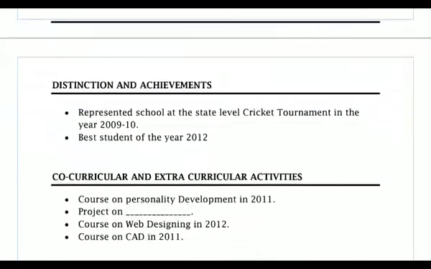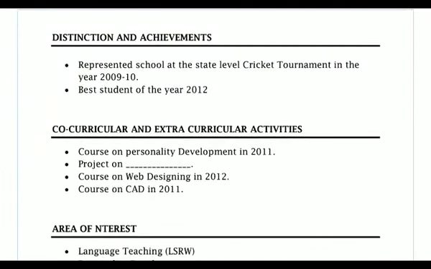After the academic portion, come distinctions and achievements. If you have any, then you have to write this point. Otherwise, please avoid it. For example: represented school at the state level cricket tournament in the year 2019, and best student of the year 2012. If you are a university top 10 student, you can write it here. If you are the college first student, you can also mention it.